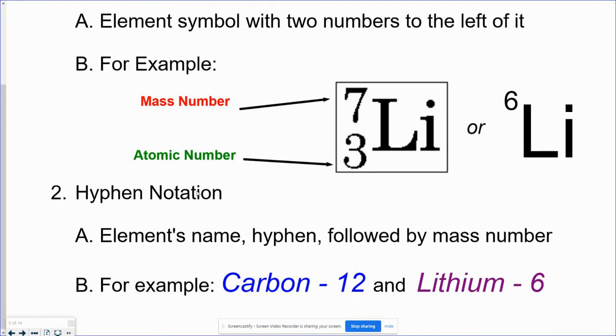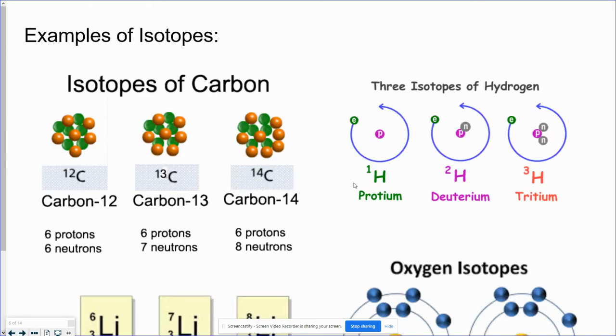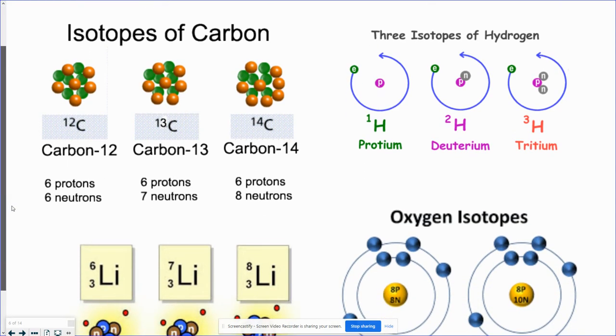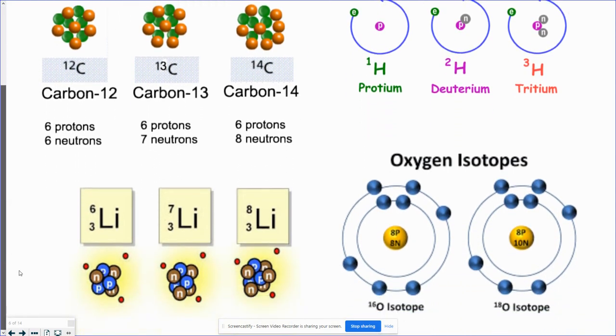However, you have the hyphen notation, which is more common for us to use, and this would be the name with a hyphen and then the mass number. Atomic number is not as important to show because it's always the same atomic number. Here are just some more examples of isotopes. So carbon has 3, hydrogen has 3, lithium has 3, oxygen has a couple more than just 2.